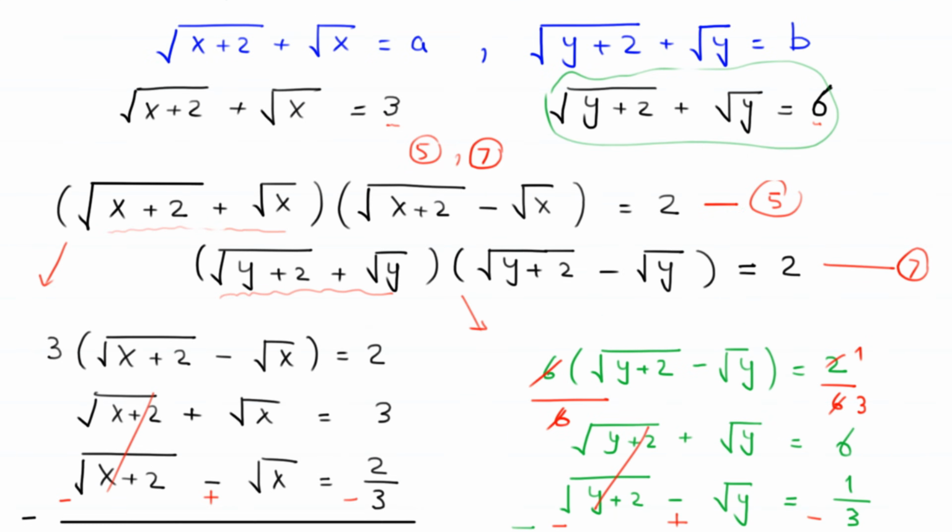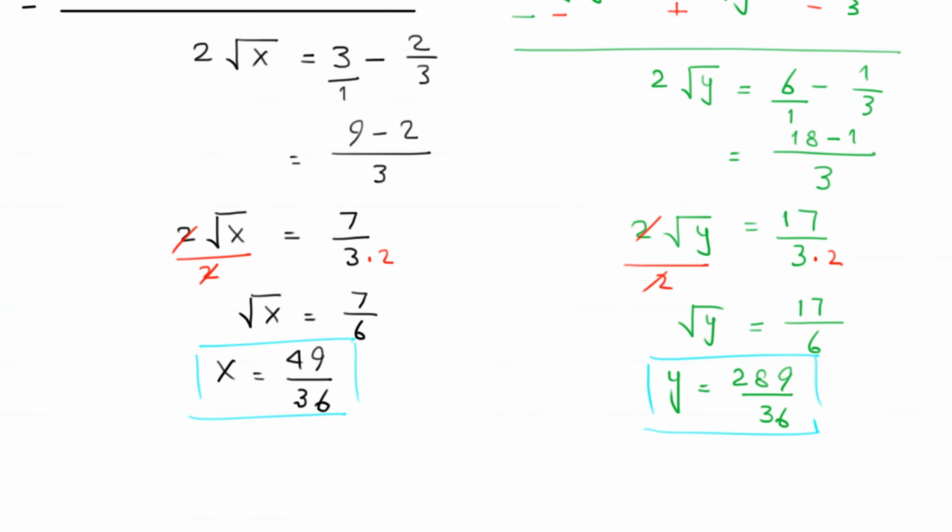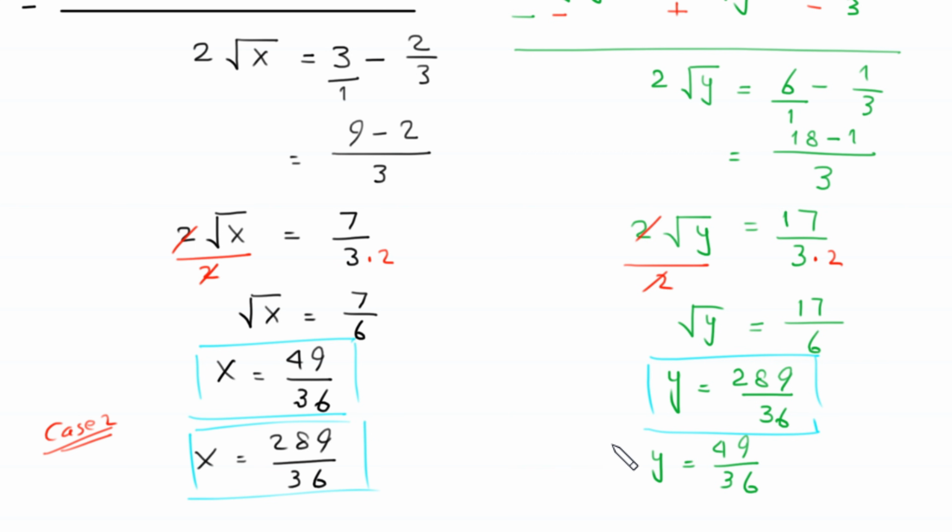Now for the second case, when a is 6 and b is 3, these values of x and y are exchanged. In case number 2, x will be equal to 289 over 36 and y will be equal to 49 over 36. So these are the two pairs of solutions of x and y.